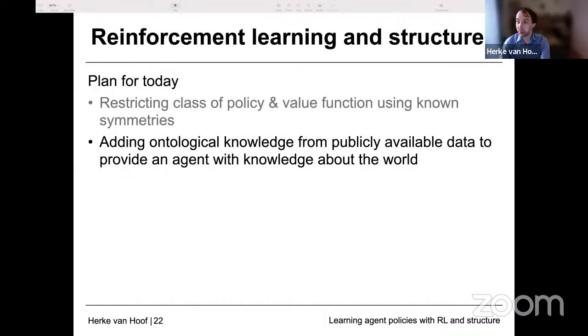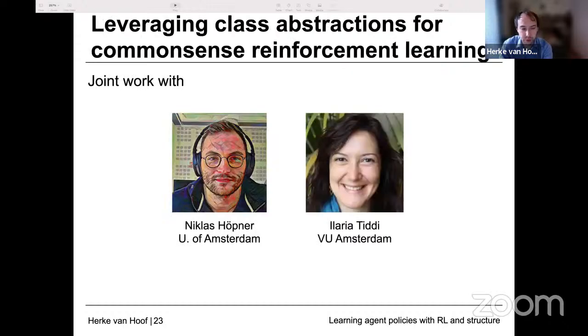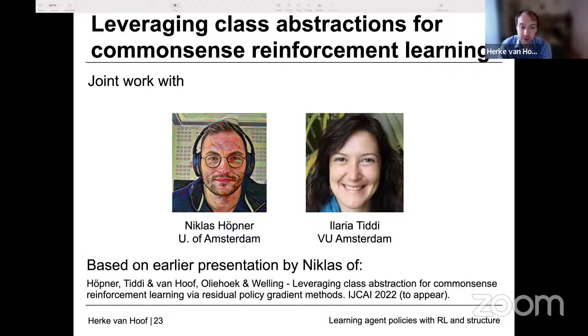That brings me to the second step of the plan for today. Can we add ontological knowledge from publicly available data to provide an agent with knowledge about the world? This is joint work with Niklas Hupner, PhD student at the University of Amsterdam, and Ilaria Tiddi, who is at the Free University, the other university in Amsterdam. And this is based on an earlier presentation by Niklas of our accepted HCAI paper.